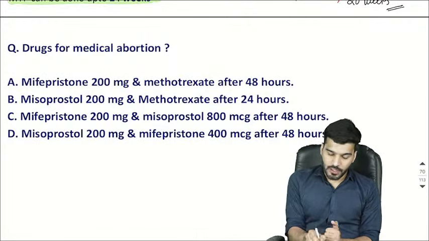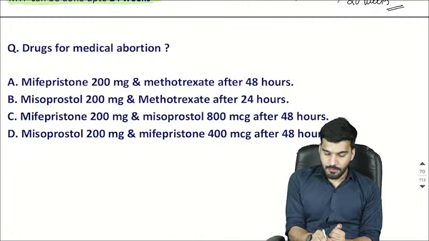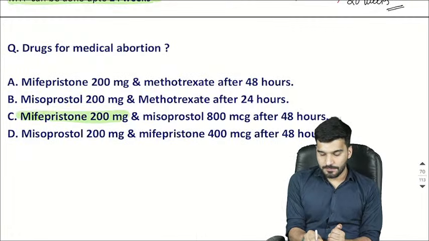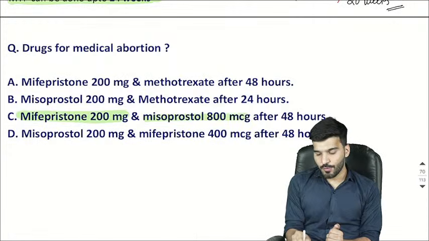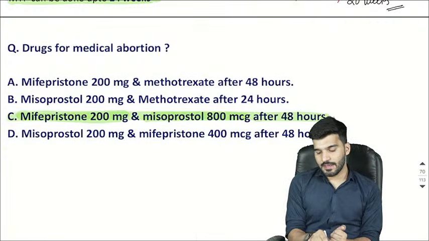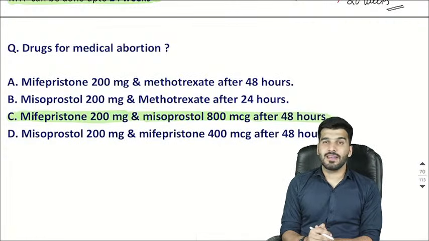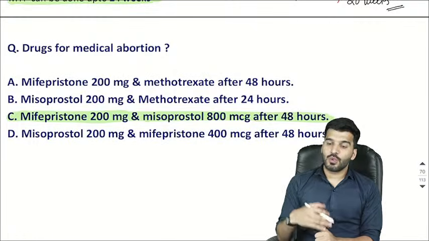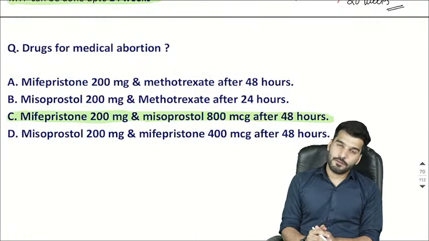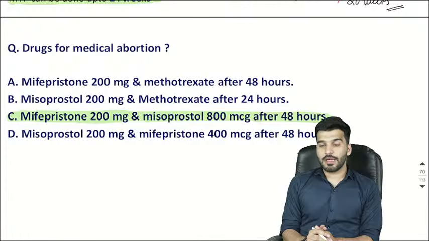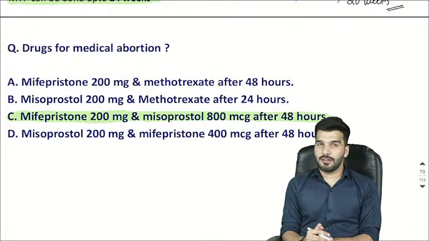Yes, very good. So it's going to be mifepristone 200 mg and misoprostol 800 micrograms after 48 hours. Option C is the correct answer. So first we give 200 mg of mifepristone, followed by that we give 800 micrograms of misoprostol.